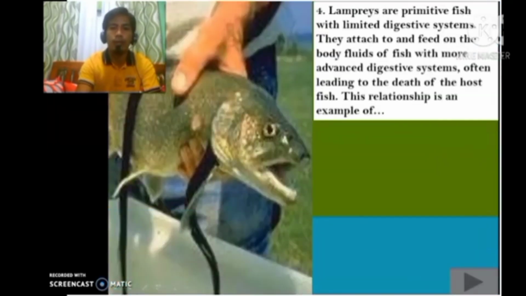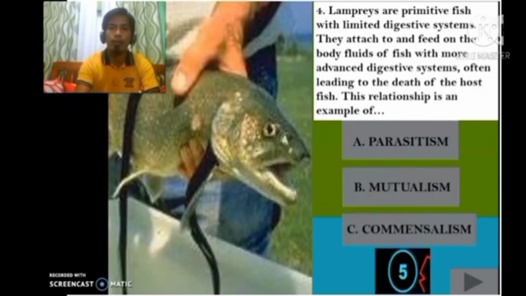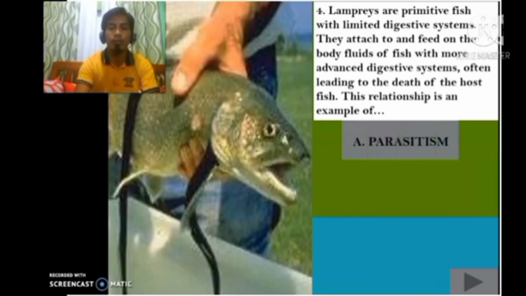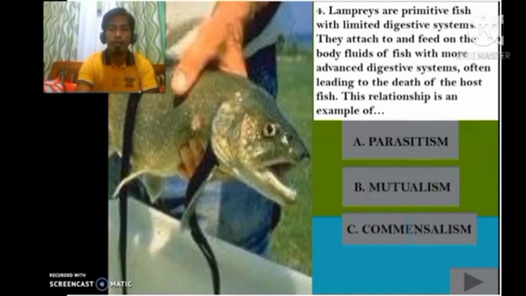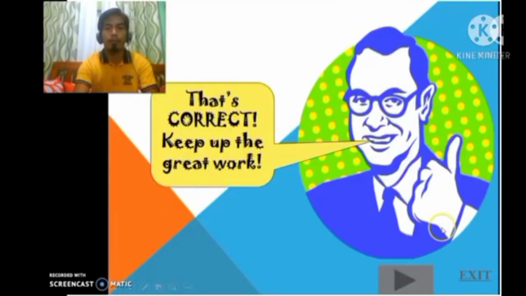Let us proceed. Number 4. Lampreys are primitive fish with limited digestive system. They attach to and feed on the body fluids of fish with more advanced digestive system, often leading to the death of the host fish. This relationship is an example of A. Parasitism, B. Mutualism, or C. Commensalism. Okay, so let us see. Is this parasitism? Correct.